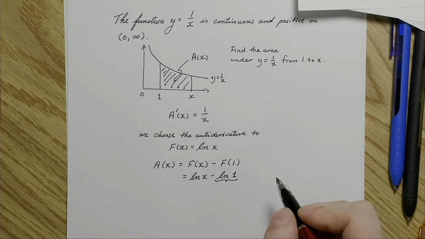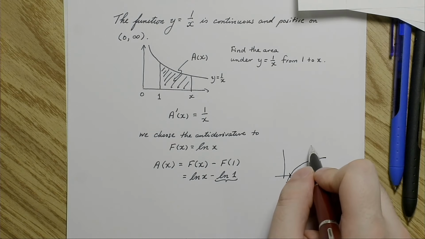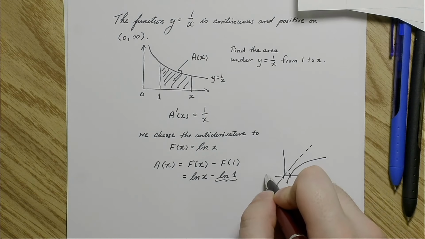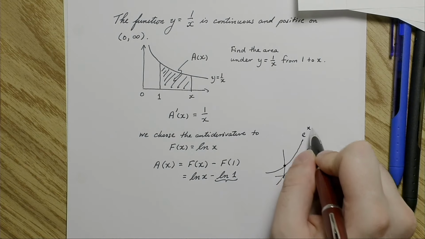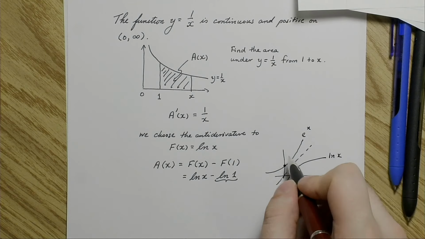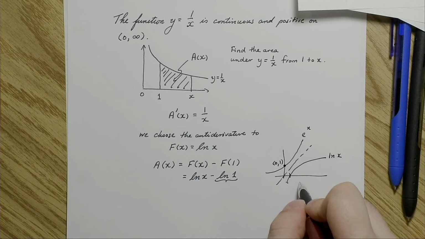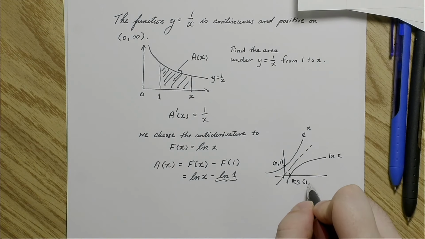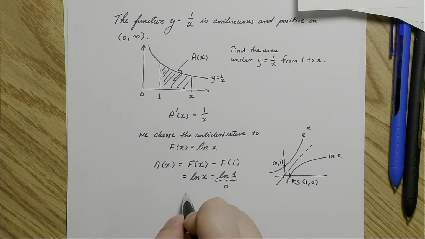But we know that ln of 1 is 0, just because of the inverse. Remember, this is e to the x, and this is ln x. Here's the point 0, 1, so the ln x curve has to pass through 1, 0. So this means that this is equal to 0, and so A of x is equal to ln of x.